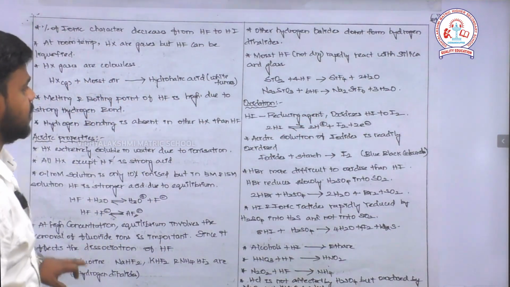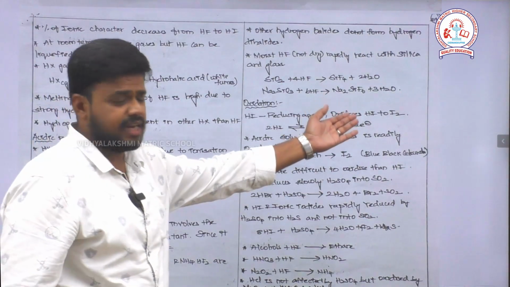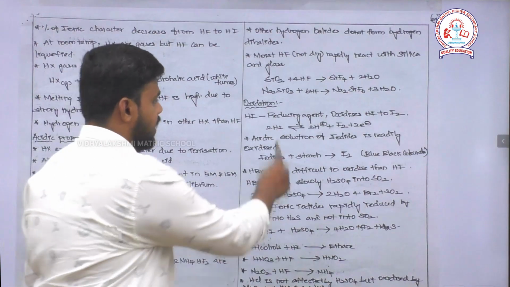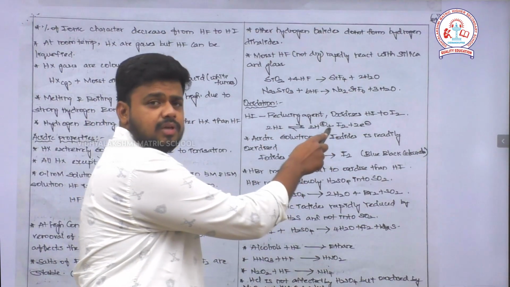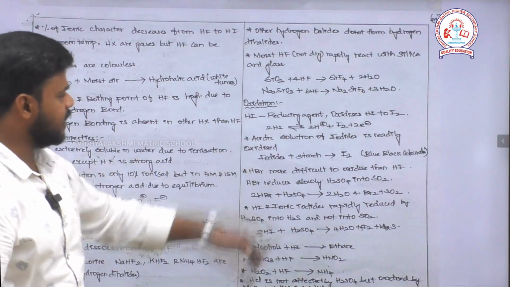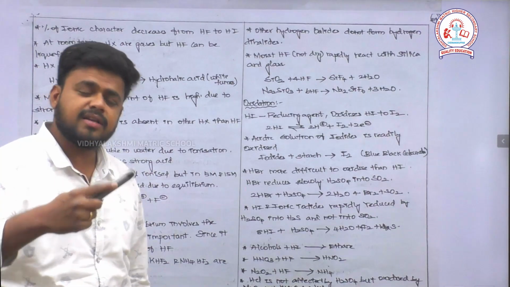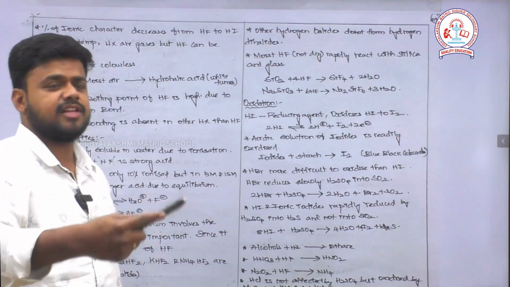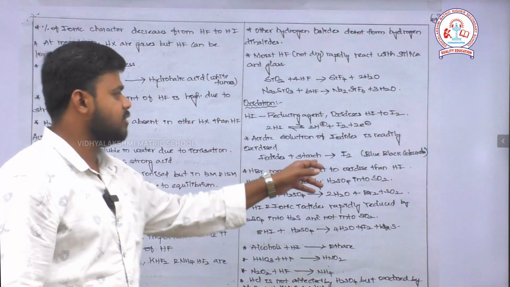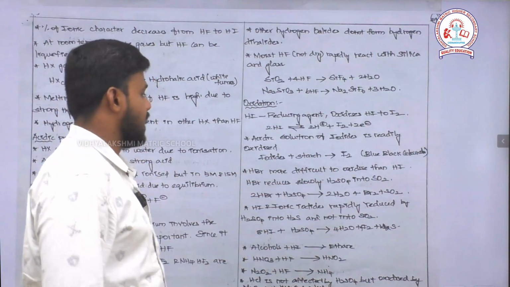Then oxidation reactions. HI is used as a reducing agent, no doubt in that, because it is oxidized to iodine. Iodine goes from -1 to 0, so that's why it acts as a reducing agent. An acidic solution of iodide is readily oxidized because it acts as a reducing agent, oxidizing itself by reducing other substances. With starch, this gives a blue-black color.